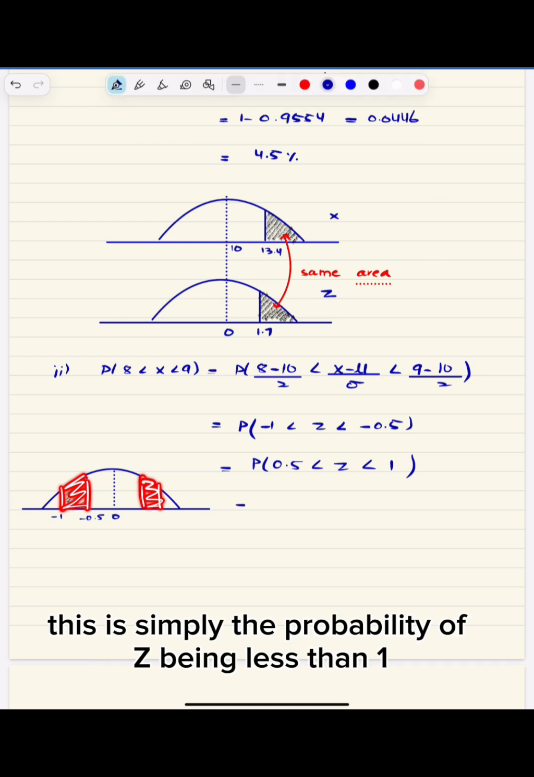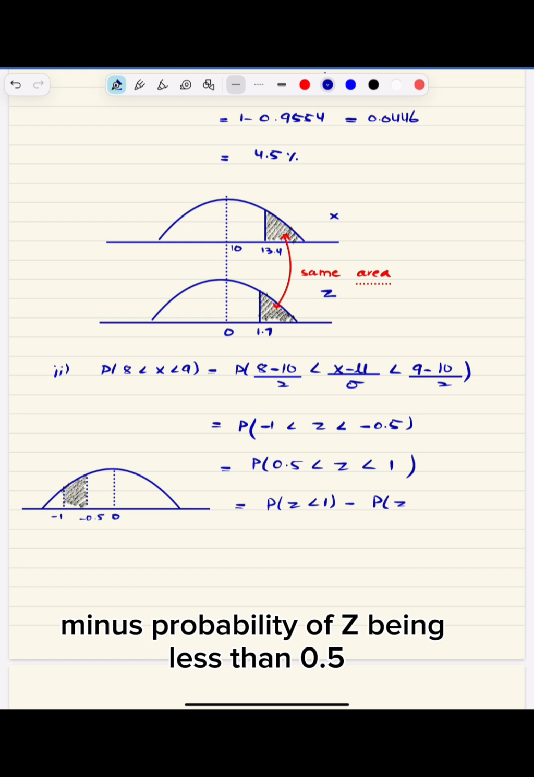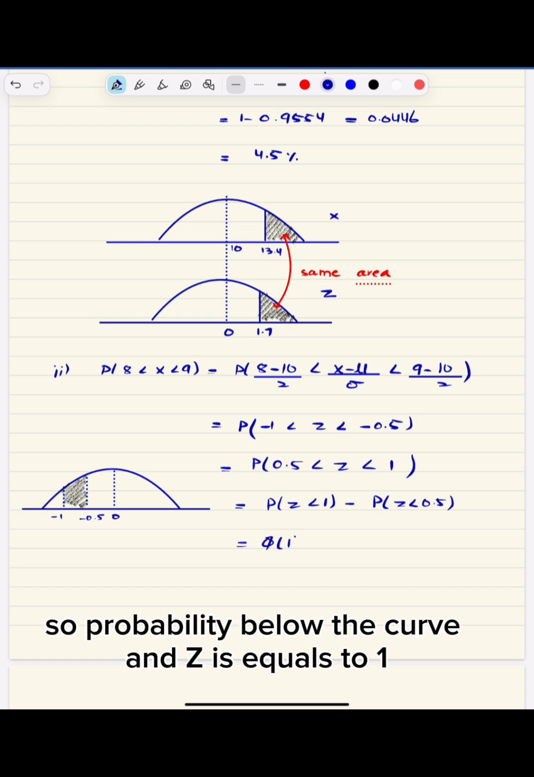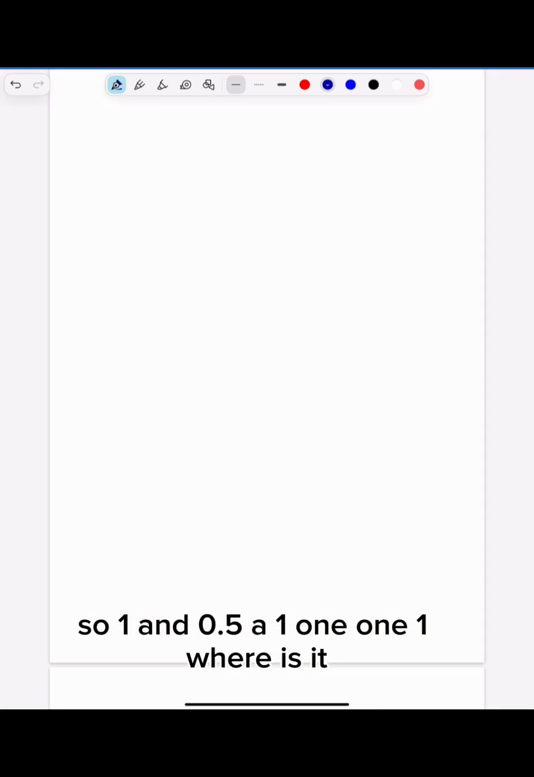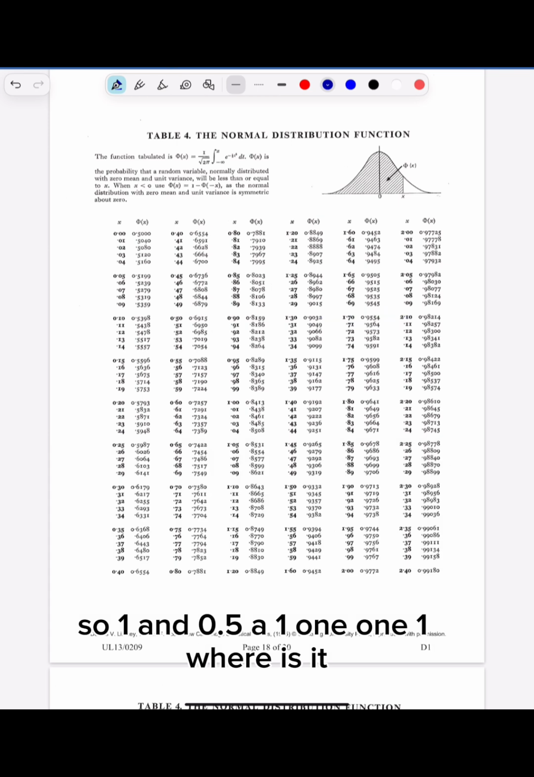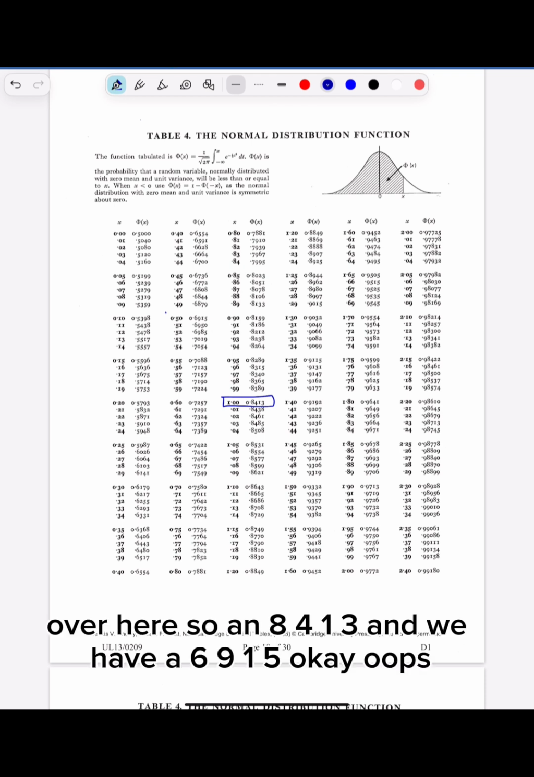Okay, this is simply the probability of z being less than 1 minus probability of z being less than 0.5. So probability below the curve when z is equal to 1, probability below the curve when z is equal to 0.5. Okay, so 1 and 0.5. This is a 1. And 0.5, where is it? Over here. So 0.8413 and we have 0.6915.